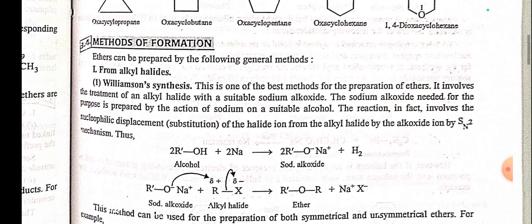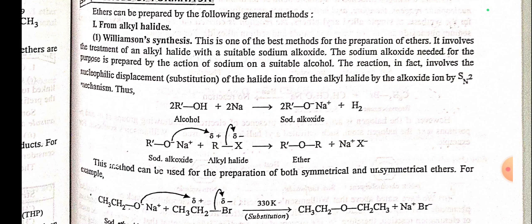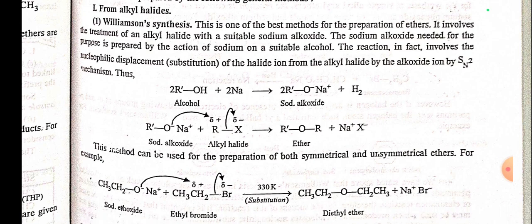Methods of formation from alkyl halides. Williamson synthesis. This is one of the best methods for the preparation of ethers. It involves the treatment of the alkyl halide with the sodium alkoxide. The sodium alkoxide needed for the purpose is prepared by the action of sodium on a suitable alcohol.